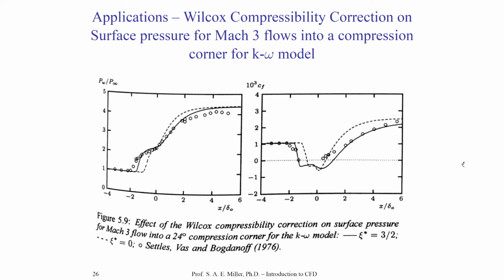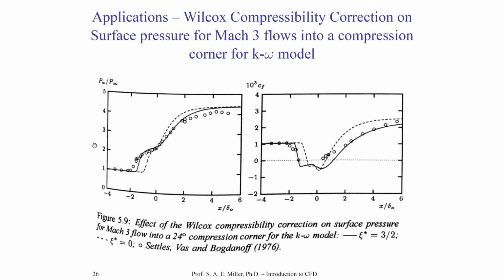This is simply a corner flow where the flow comes and is turned by a wall in a corner. It might have a very small angle. Here we have particular distances along the wall. 0 represents the corner. Higher values of x over delta represent distance downstream. Negative values represent distance upstream.